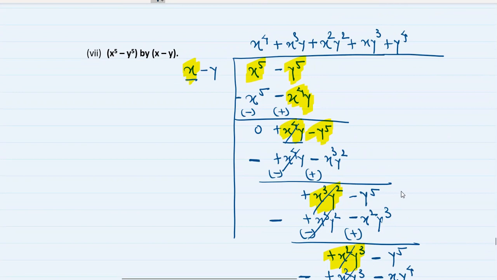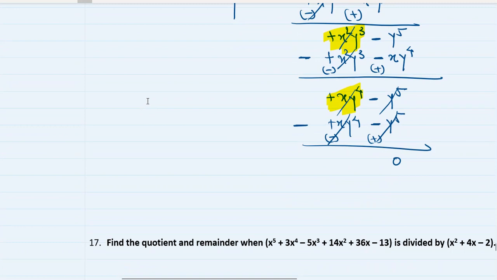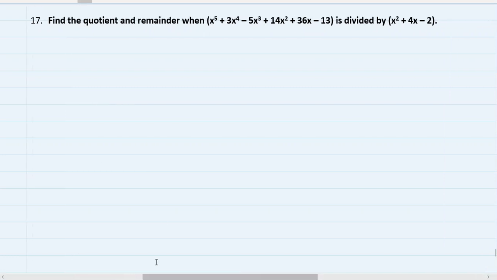Certainly it is long, with the quotient and the remainder as 0. So this is a complete division. So I hope you understood the whole process of long division in this question. This was quite complicated. Okay, the last question. Find the quotient and remainder when this whole thing is divided by this thing. Okay, let's do it. The last question, right?